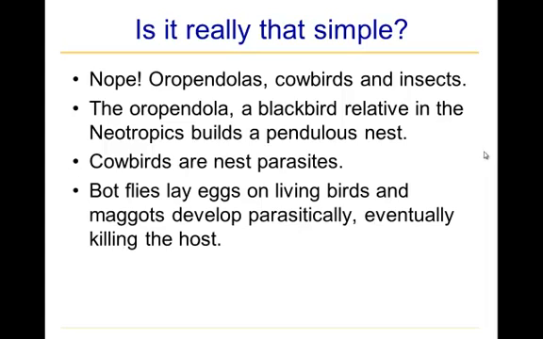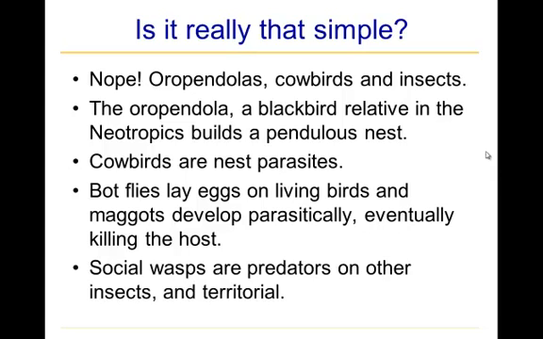Another player in this scenario are botflies. Botflies lay eggs on living birds, and the maggots develop parasitically. They burrow into the flesh and eat the flesh, and they typically kill the host. That is, if they lay their eggs on a baby bird, the baby bird will probably be killed by the developing fly. Now, wasps that we're going to talk about, these are predators on other insects, and they're very territorial. So this kind of sets up our scenario.